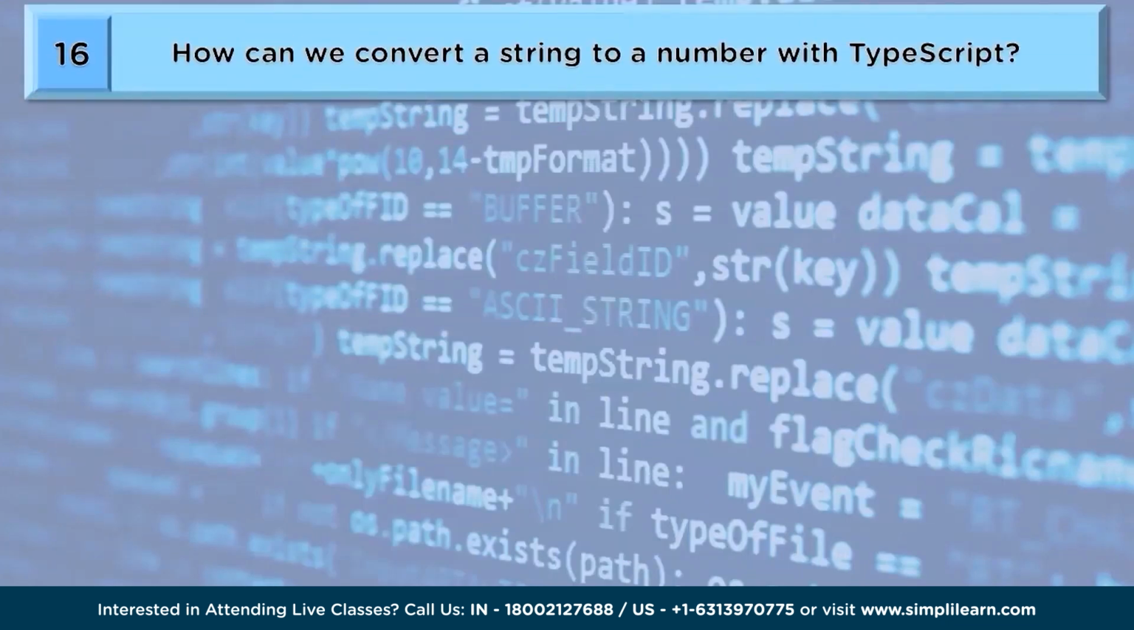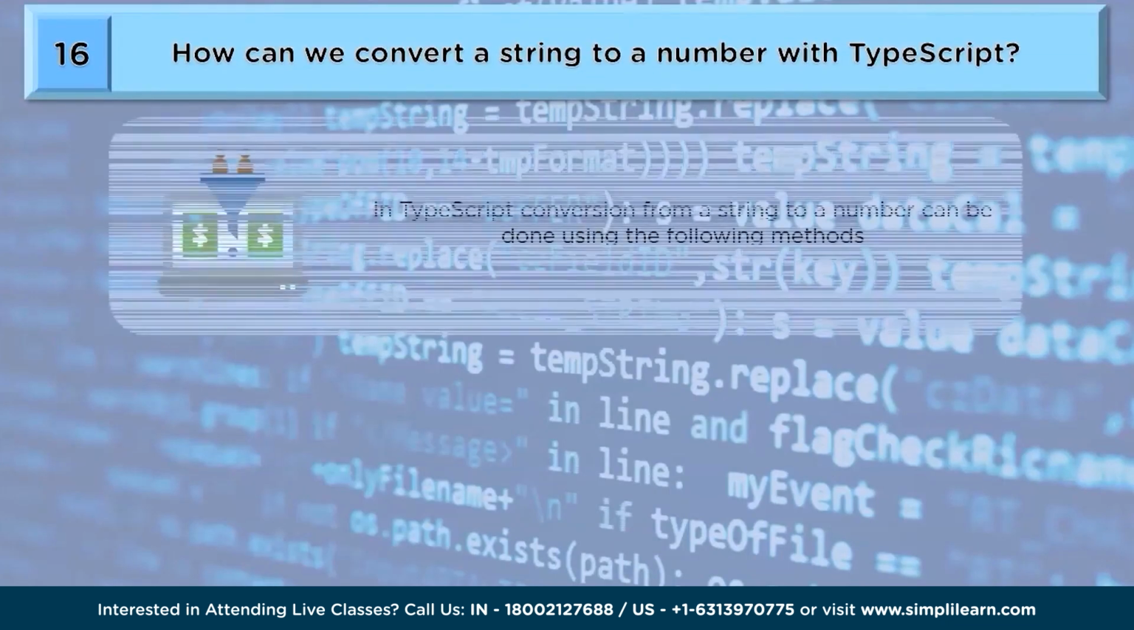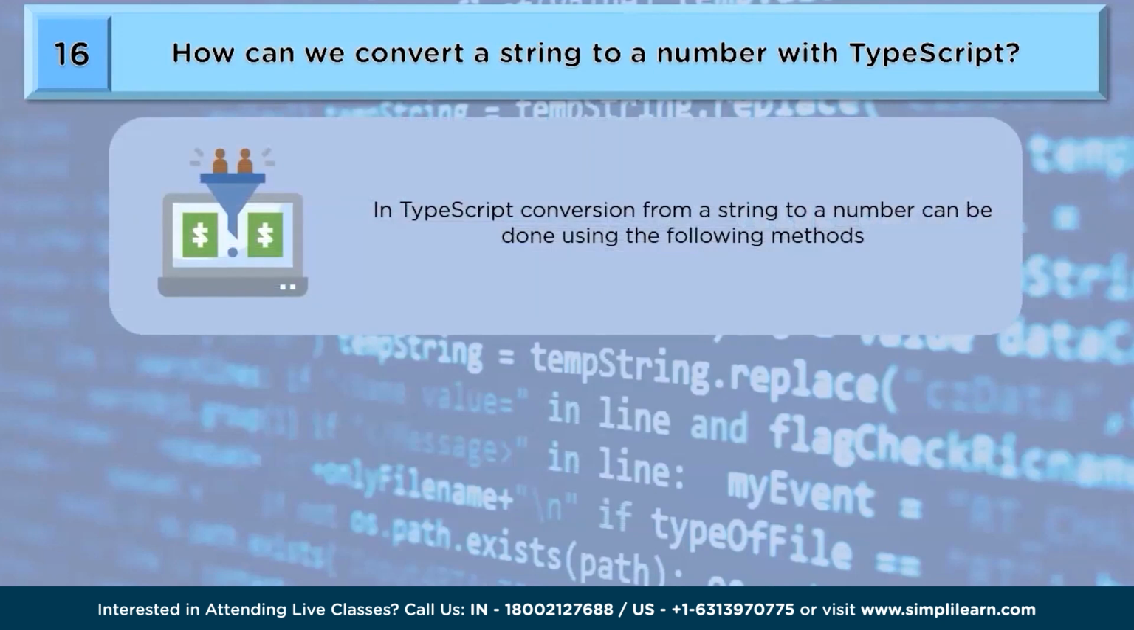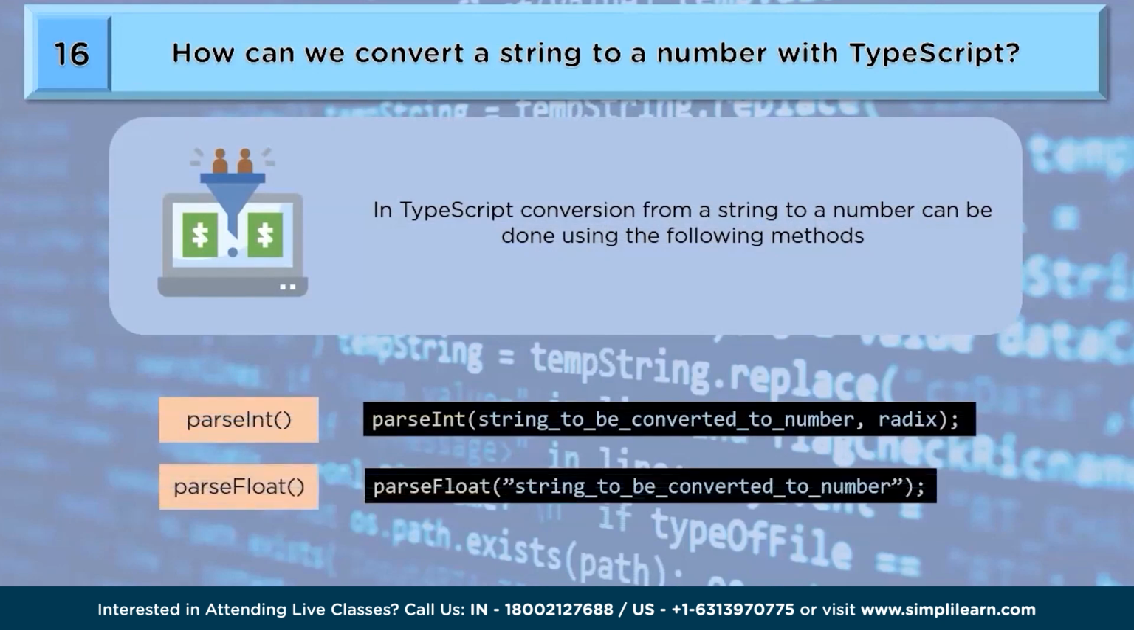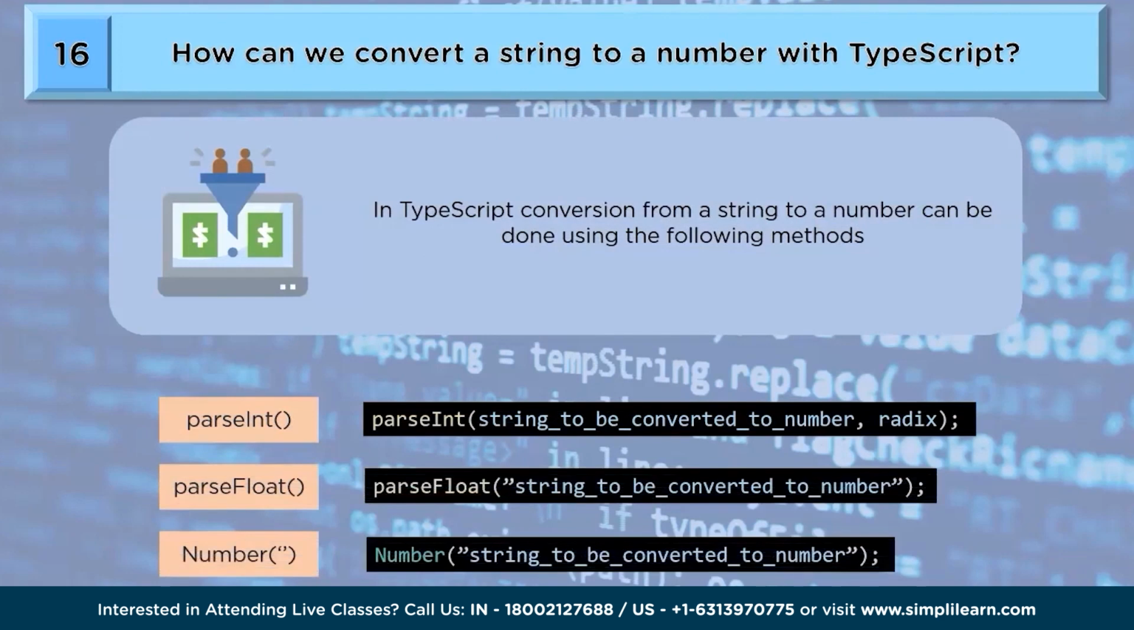How can we convert a string to a number with TypeScript? In TypeScript, conversion from a string to a number can be done using the following methods: the parseInt method, the parseFloat method, and the Number method.